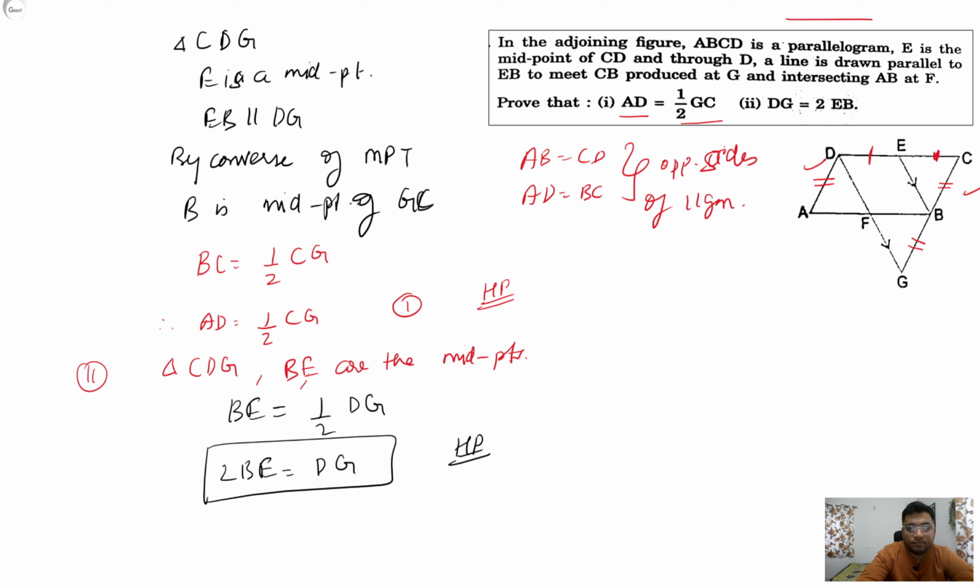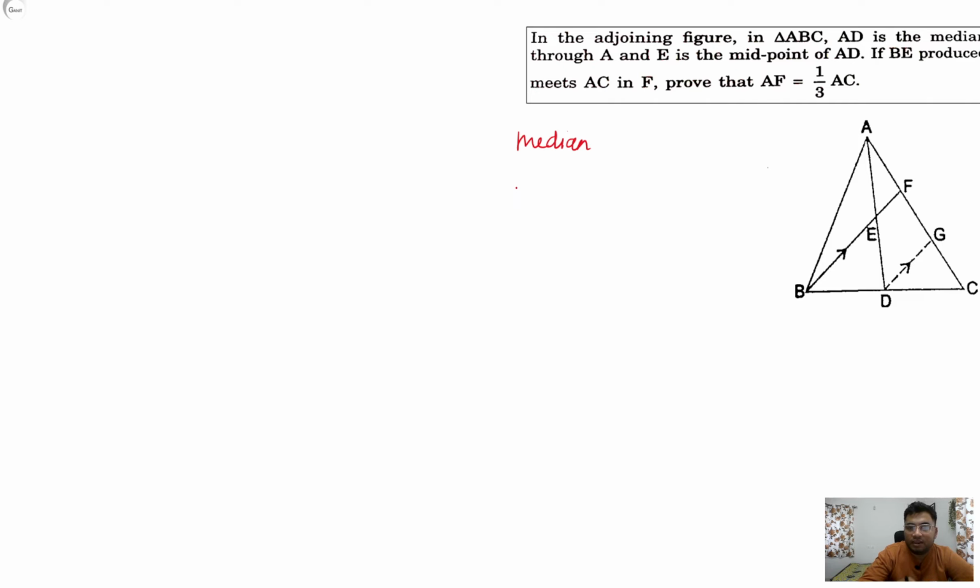So in the adjoining figure ABC, AD is the median. Guys, median, as I had told you in my explanation video, is an indirect way of putting a midpoint into the mix of the question. Please remember that AD is a median means that BD and DC are equal and D is a midpoint.